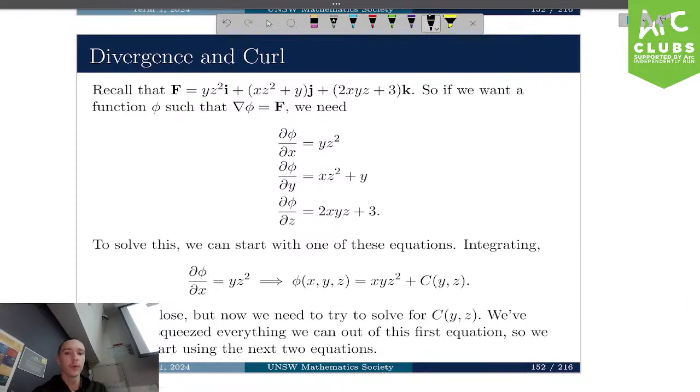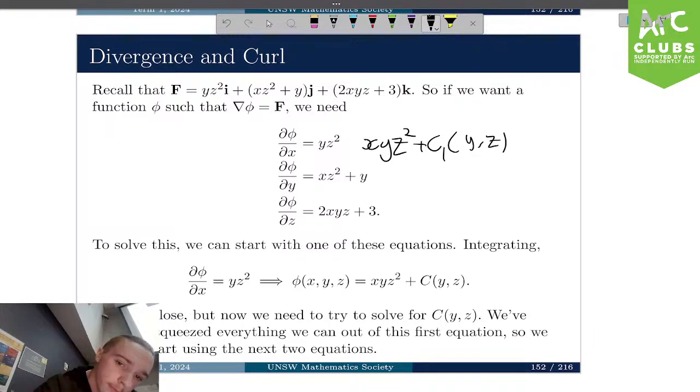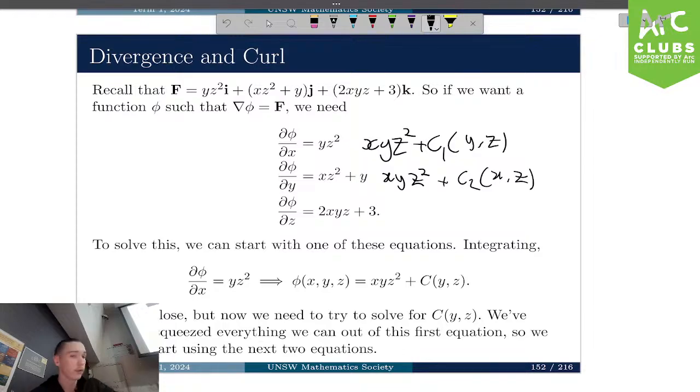So if we just look at this first one and we think, okay, what if we reverse partial differentiate? Okay, so we just tack an x on there. And this would be in terms of y and z. And then we do the same thing with the next function. So we get, with respect to y, this becomes x, y, z squared. And then we do the same thing with the last one with respect to z, so that it becomes a z squared and the 2 goes.